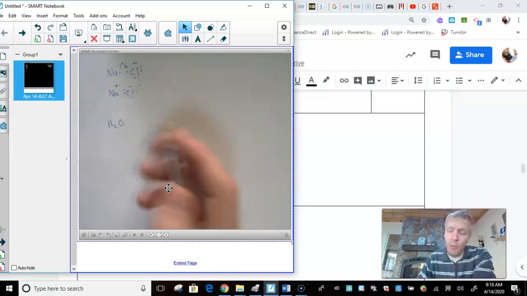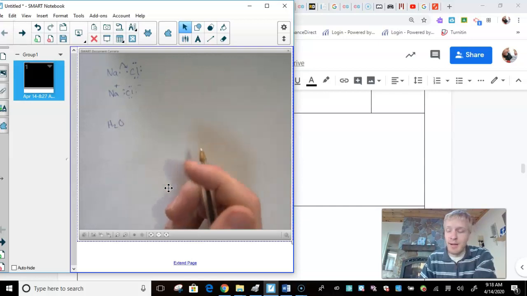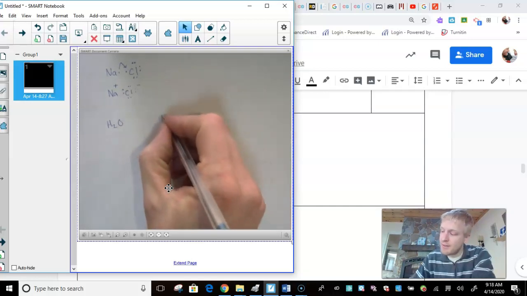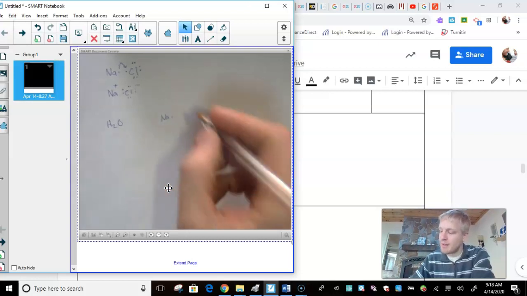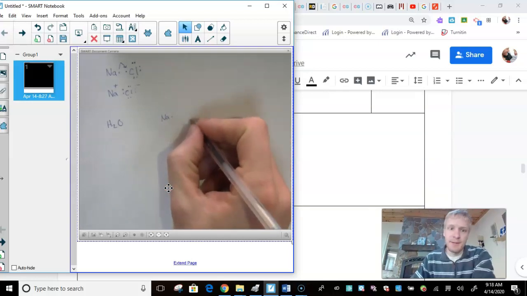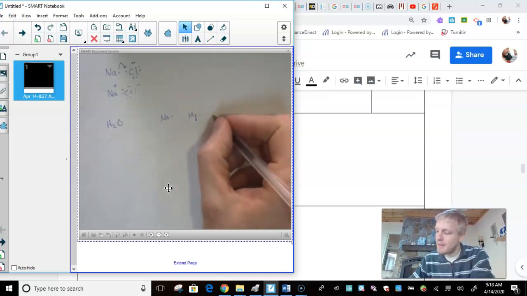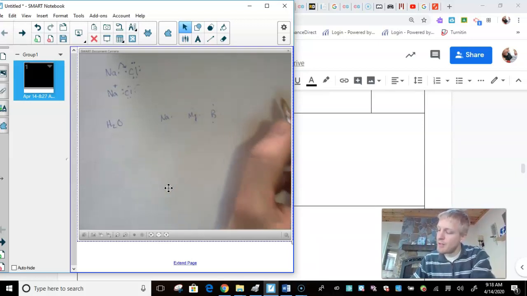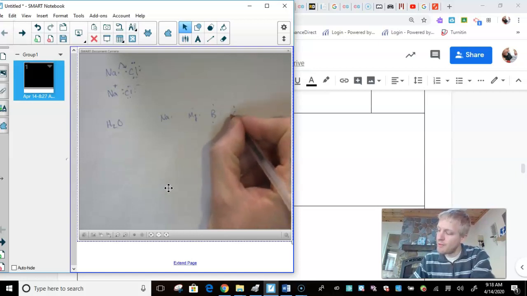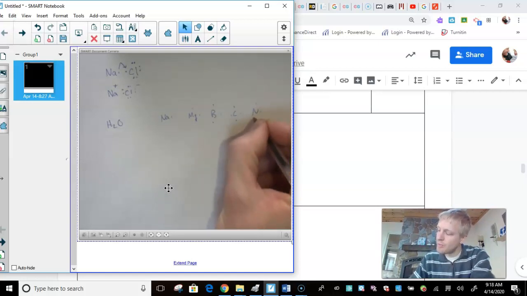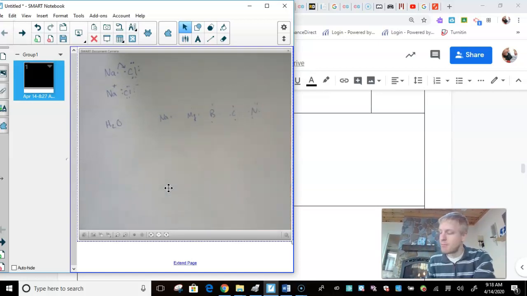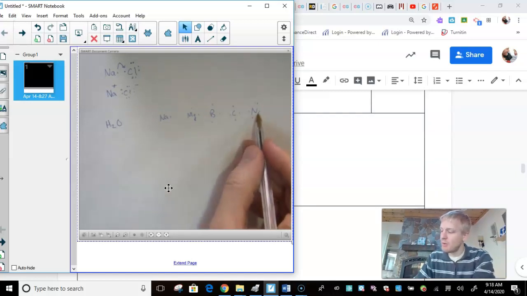Also, you could think of it as the one that has the least amount of bonding sites. Sodium has one bonding site. Magnesium has two bonding sites. Boron has 1, 2, 3. Carbon has 1, 2, 3, 4, whereas nitrogen has 1, 2, 3, 4, 5 bonding sites. Which one has more bonding sites? Carbon or nitrogen?